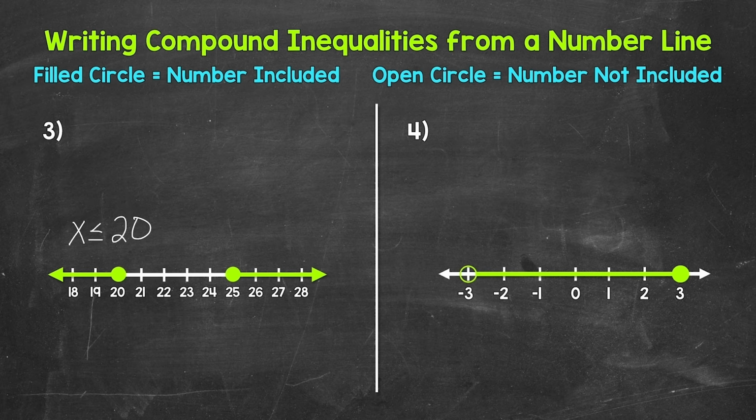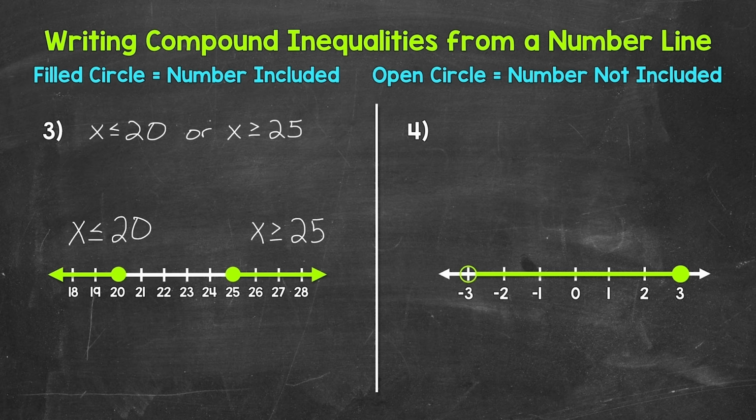Then we have a filled circle at 25 with an arrow going right representing everything greater than 25. So we have x is greater than or equal to 25. Now we have our two inequalities that make up our compound inequality. We have x is less than or equal to 20, or x is greater than or equal to 25. Let's move on to number 4, and it looks like we have an and compound inequality here.